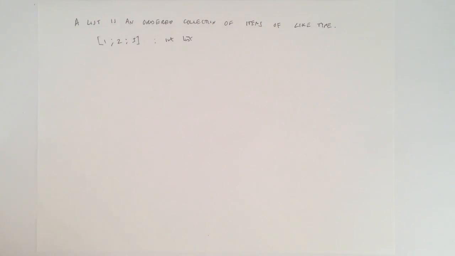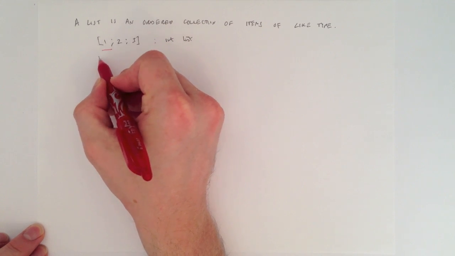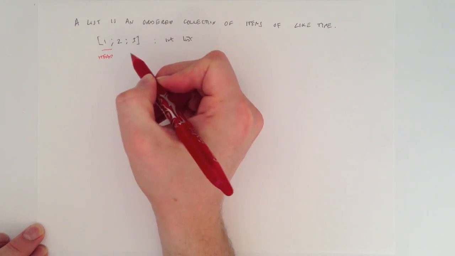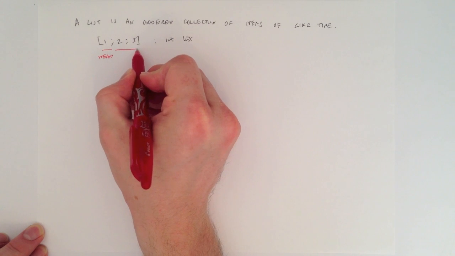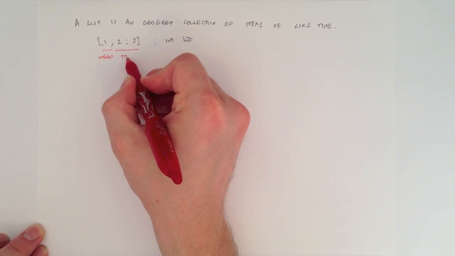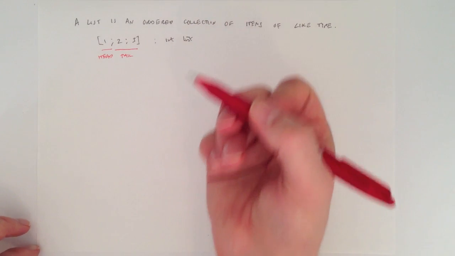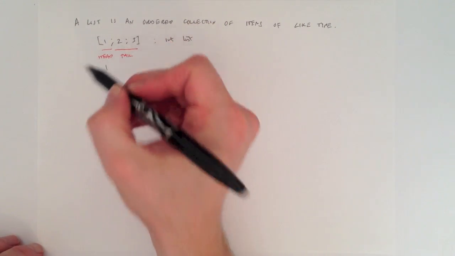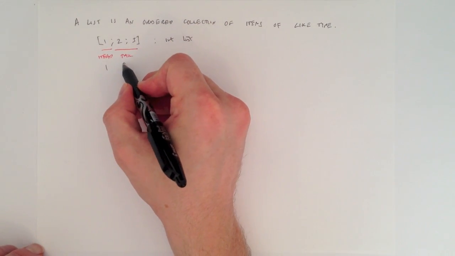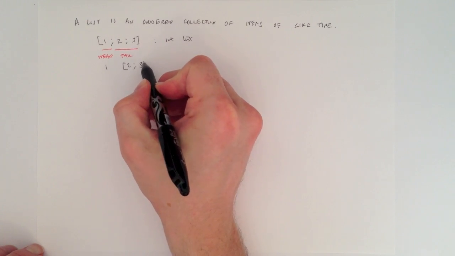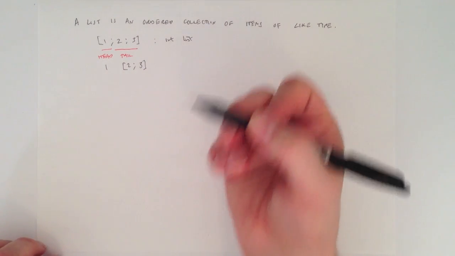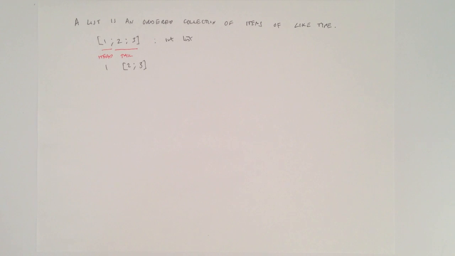There are 2 important parts to a list. The first element we call the head, and we refer collectively to the rest of the elements as the tail. So the head of this list is the integer 1, and the tail of this list is the list containing 2 and 3. You can see that the tail of the list has the same type as the whole list. The whole list had type int list, the tail has type int list, and the head has type int.